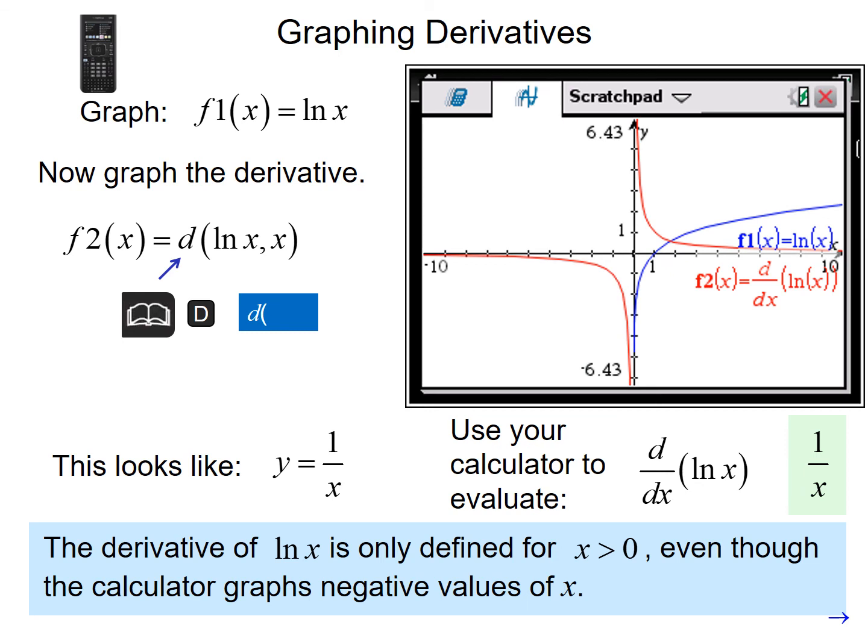But we need to be aware that natural log of x is only defined for values of x greater than 0, so it doesn't make sense to have that left side of the 1 over x graph. So even though the calculator tells us the answer is 1 over x, it's really 1 over x for values of x greater than 0, only the right side of the graph.